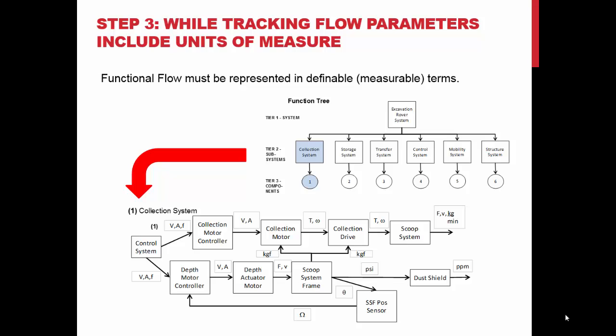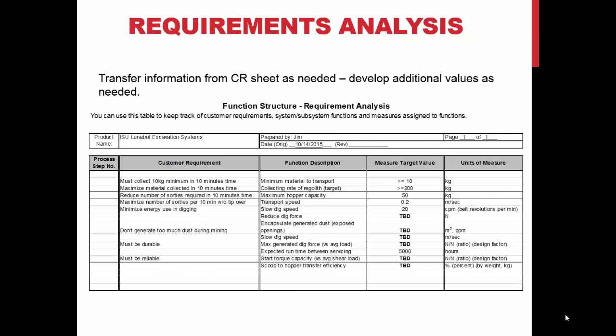If we take a look at what we would put together for this rover, we can see the function tree here on the upper right hand, and we'll notice we have highlighted the collection system. That's what we're wanting to deal with today. And then we've laid that collection system out, looking at each of the components or subsystems in there, and tracking all of the flow of energy or signal or mass through the system by listing the units here.